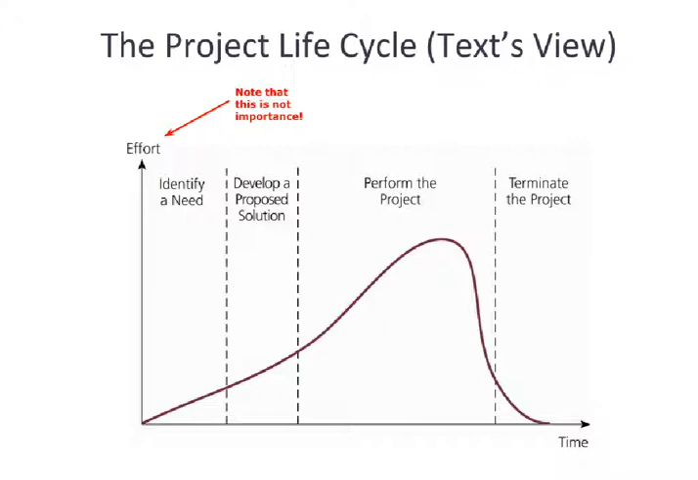Now, as you interpret this graph, you need to make sure that you're interpreting it correctly. The horizontal axis is time. The project proceeds over some duration.